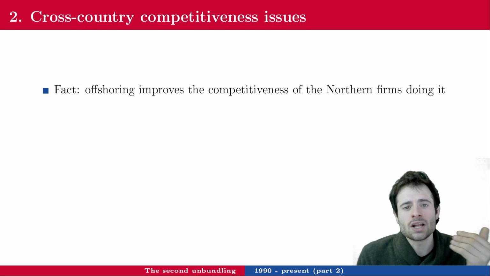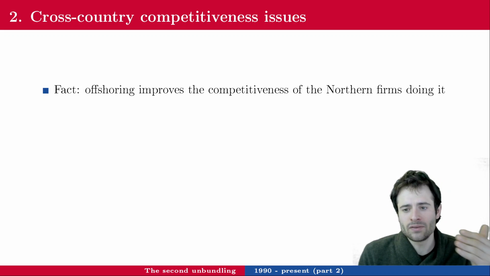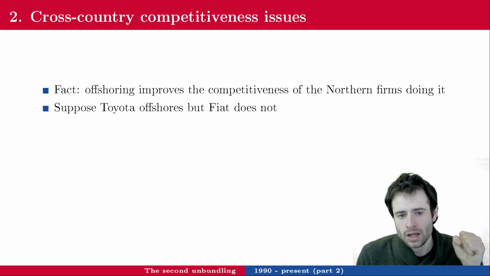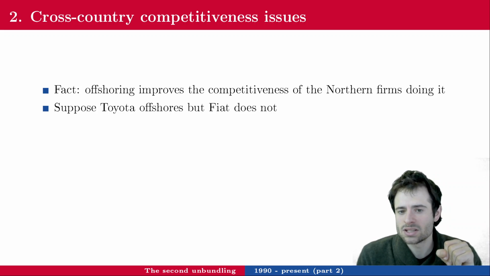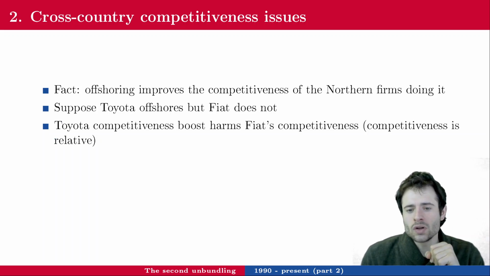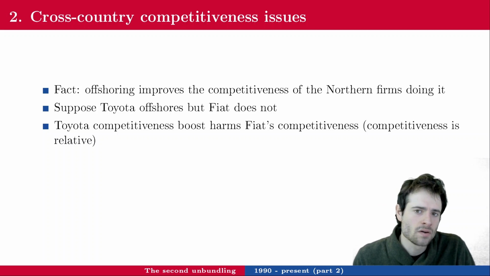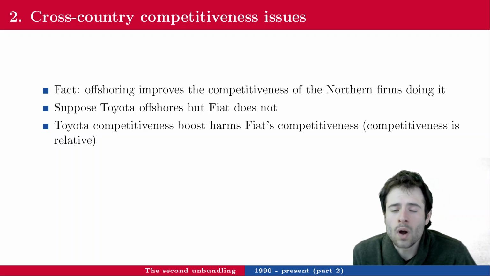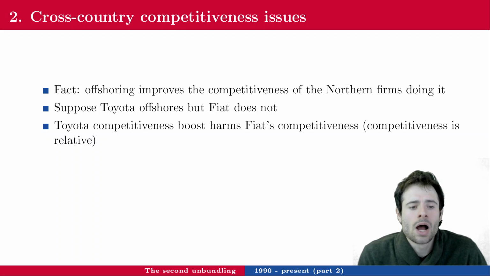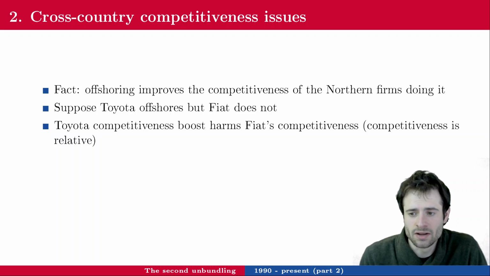Then there are cross-country competitiveness issues. Offshoring improves the competitiveness of the northern firm doing it. If Toyota offshores but Fiat, the Italian company that makes cars, does not, then Toyota is going to get an edge. They can produce car parts at a lower price, so they can lower the price of their cars, and the quality of the cars is still as good as some cars that Fiat makes.